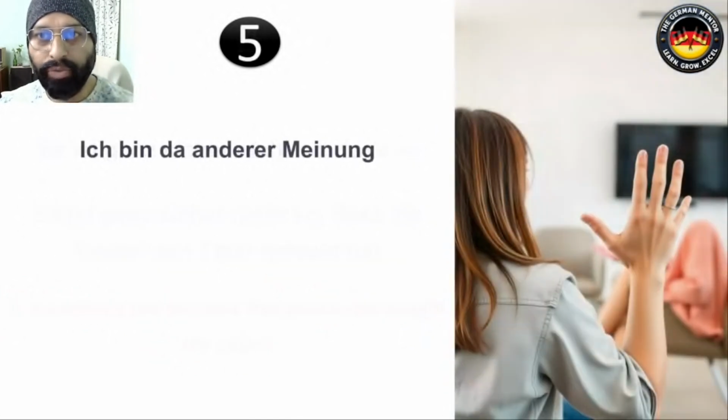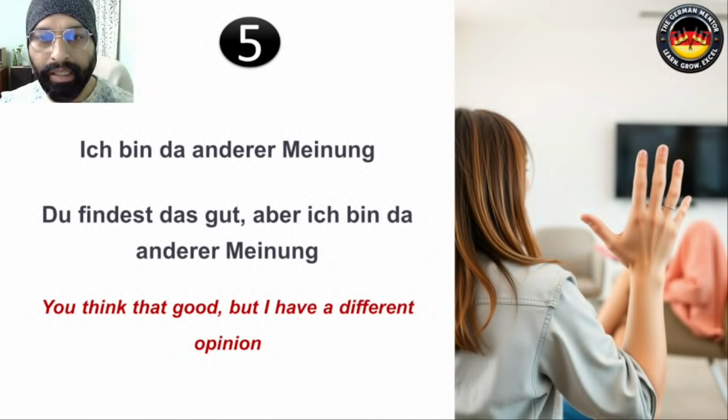Now we check the next one, Nummer 5: Ich bin da anderer Meinung. So this is a very common phrase, a sentence you can use when you're disagreeing. Zum Beispiel, du findest das gut, aber ich bin da anderer Meinung. You think that's good, but I have a different opinion. So you straightforwardly disagree or object to someone else's opinion. So I have written something like this. Du findest das gut, aber ich bin da anderer Meinung.